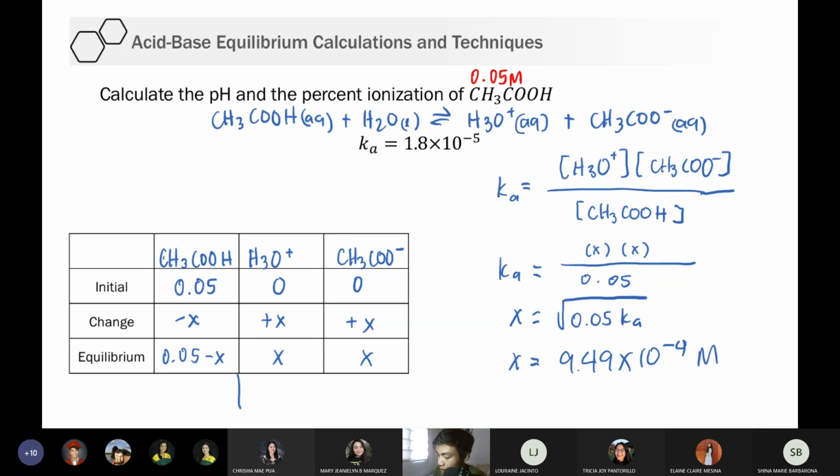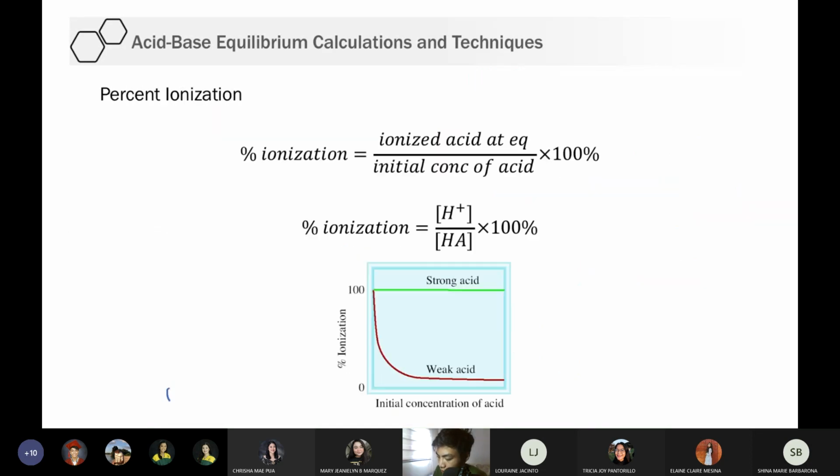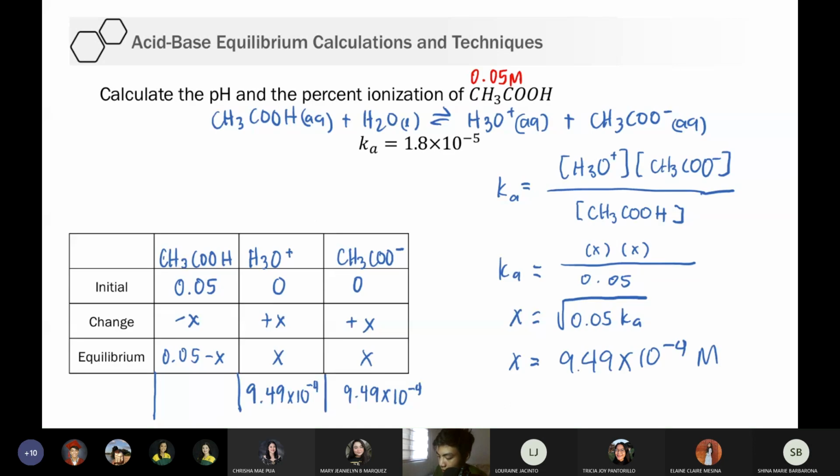Plug in natin. So, the x value for H3O plus is 9.49 times 10 raised to negative 4. And then for the x here, sa acetic acid, that will be 0.049. Di ba? Very small lang yung change sa x. No? So, yan.